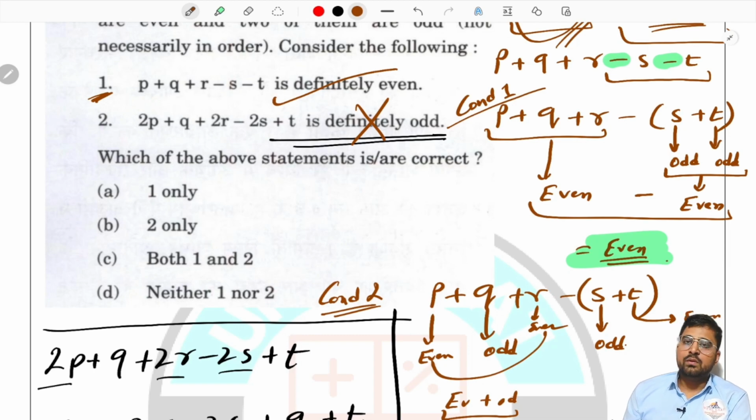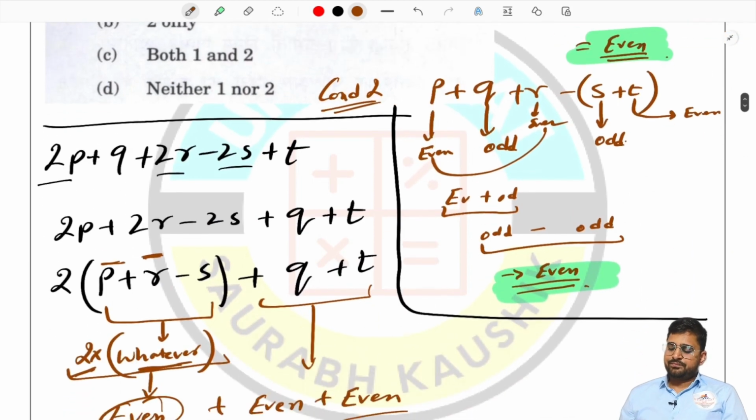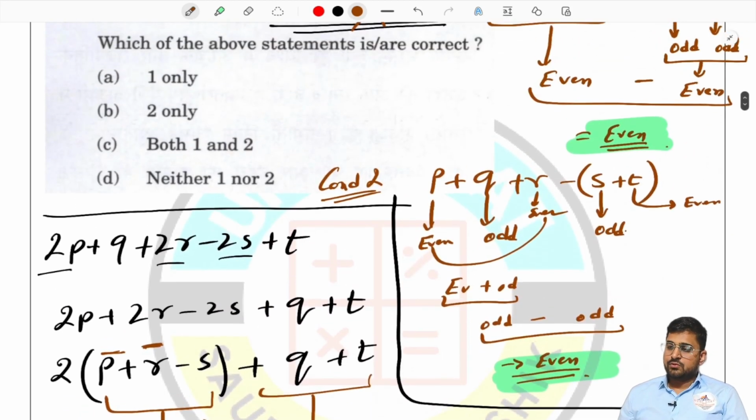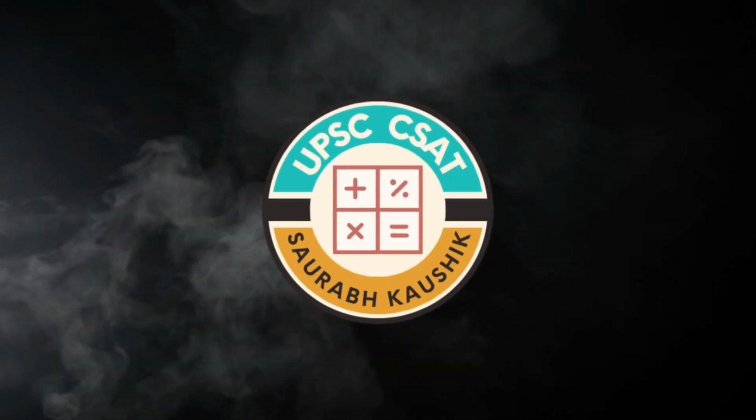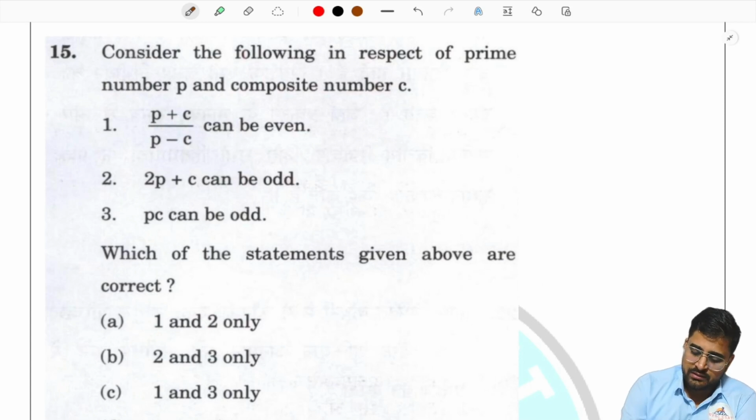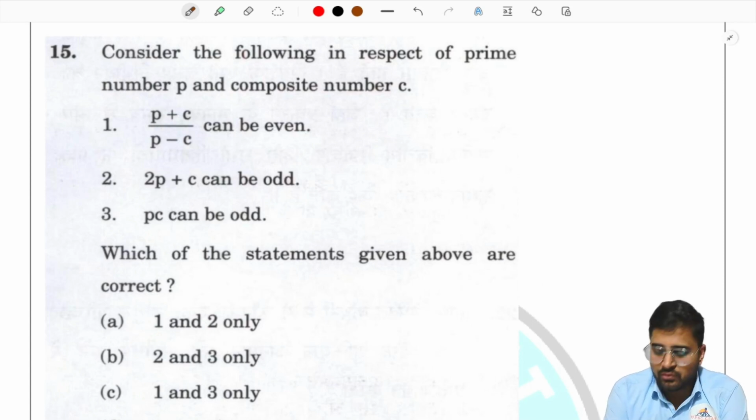I hope you understand the clarification of the question. Let's move to the next question. Again, a very good question. Similar to the previous question, you have to just apply your mind and the answer comes within a minute.